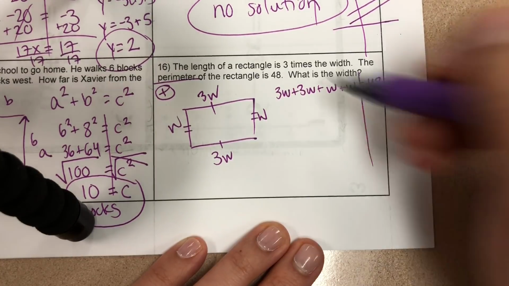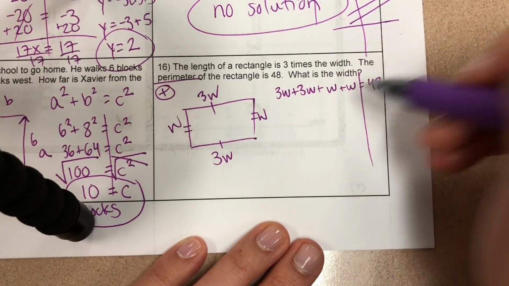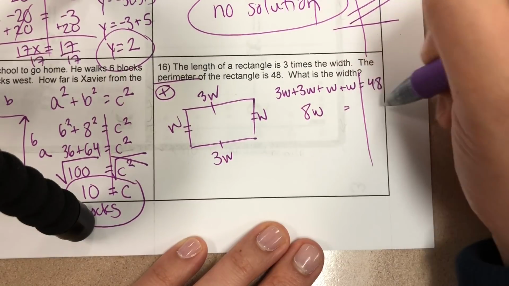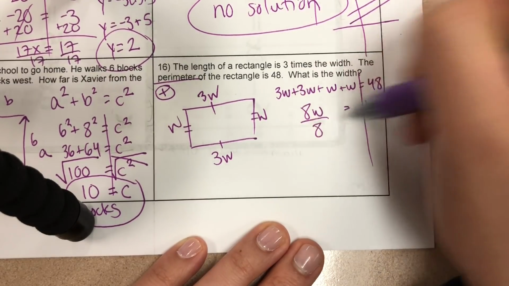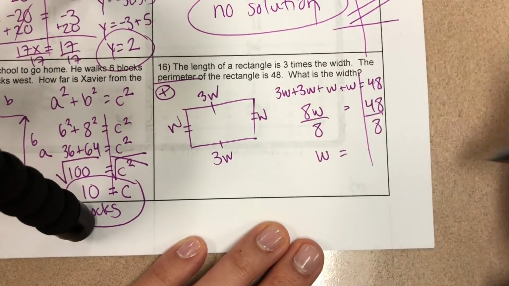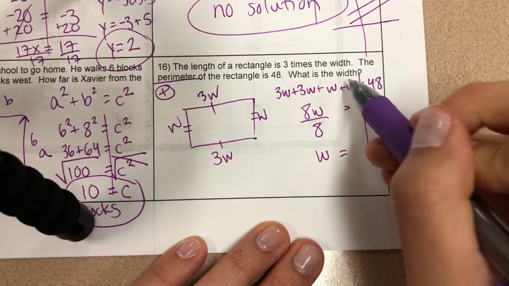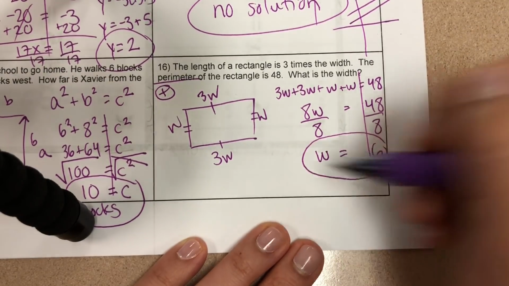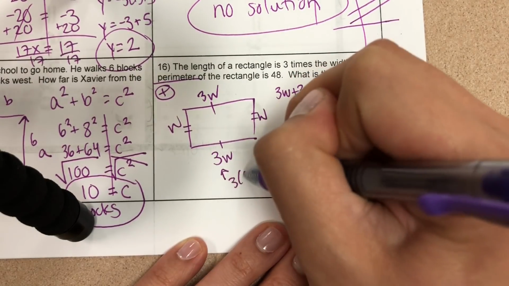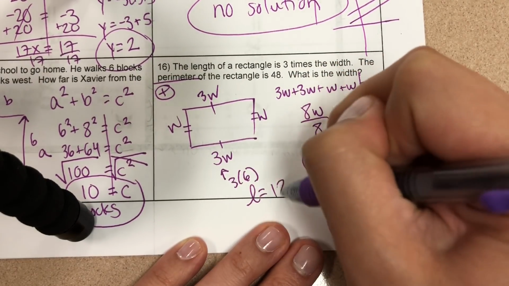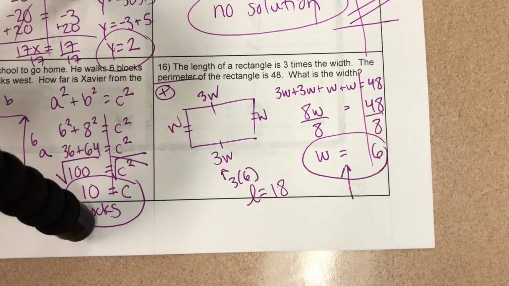So all I have to do is combine like terms. 3, 3, 1, and 1, that's going to equal 8w equals 48. I divide by 8 on both sides, leaving my width as 6. So what is the width? I answered that. If I wanted to go back, I could plug it back in here. 3 times 6, so my length would be 18, but it's asking for width, so that would be your answer.